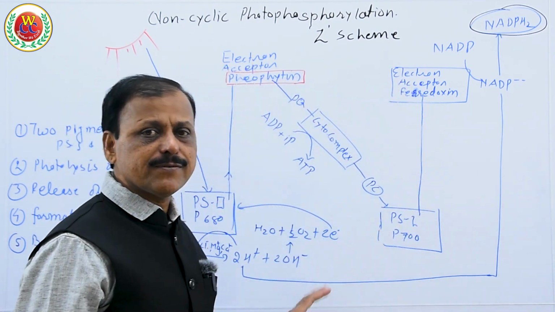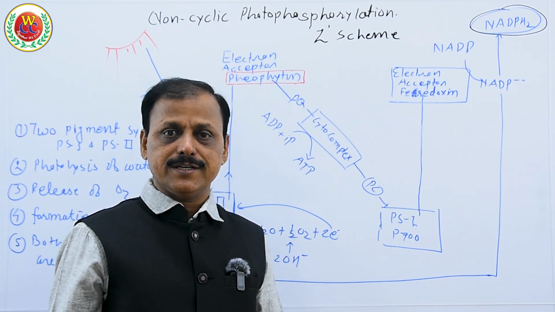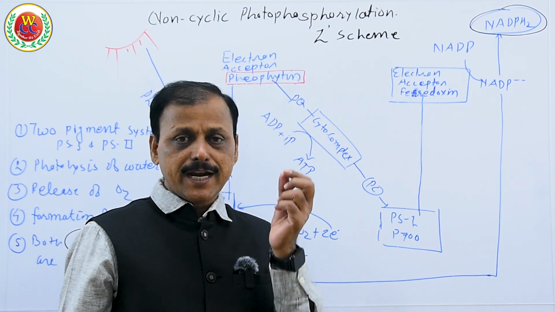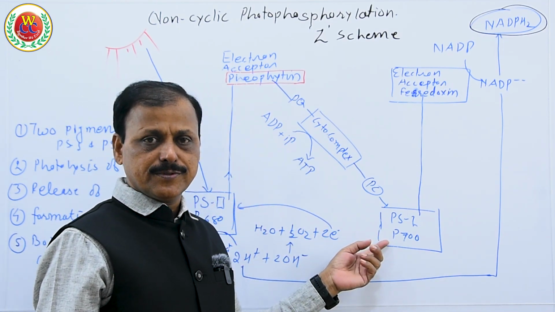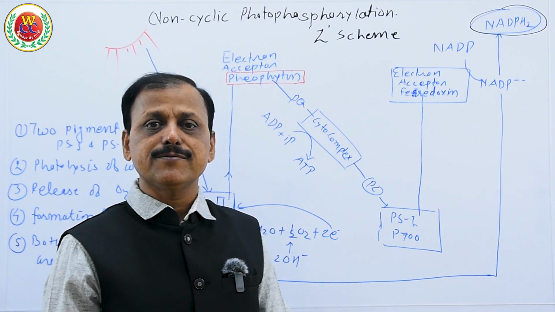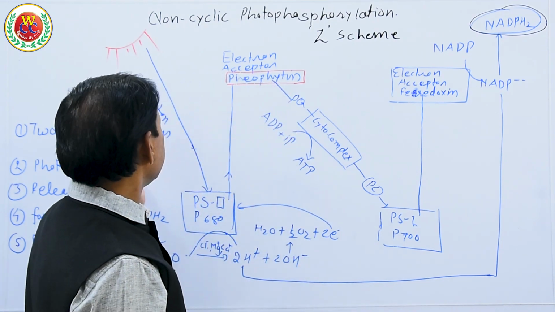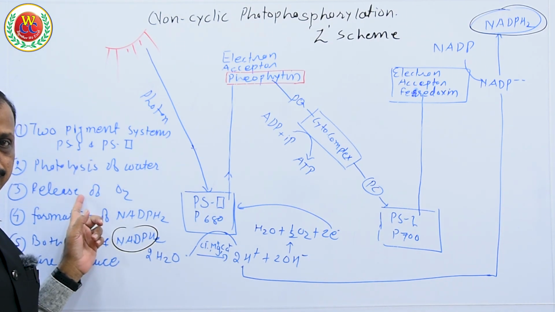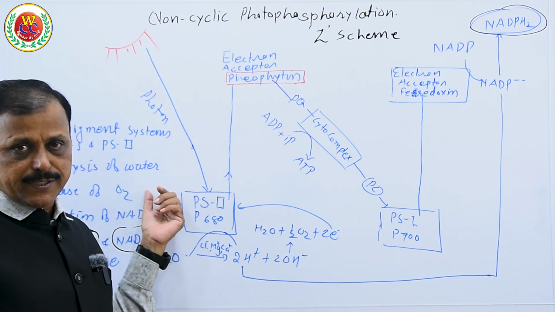Where do cyclic and non-cyclic photophosphorylation occur? In the grana of the chloroplast, the thylakoid, where photosynthetic pigments are located. The grana membrane, the thylakoid membrane, has PS1 and PS2. In that membrane this electron transport chain occurs, which we already discussed when we began this chapter, photosynthesis. I hope you understood what non-cyclic photophosphorylation is, what the Z scheme is, and the difference between cyclic and non-cyclic photophosphorylation.